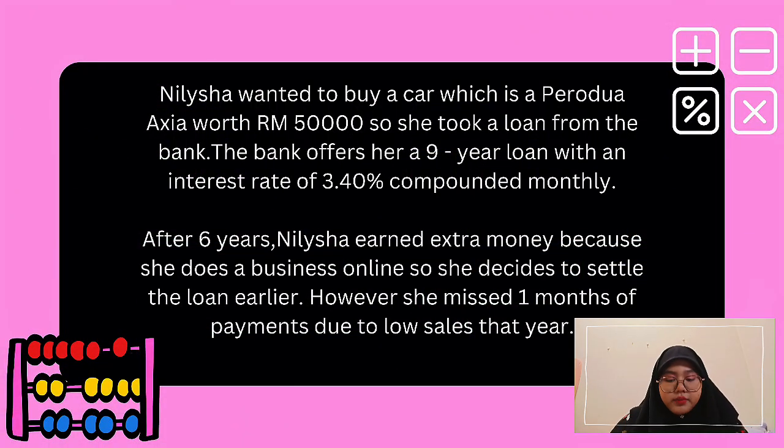Nilisha wanted to buy a car, a Perodua Axia worth RM50,000, so she took a loan from the bank. The bank offered her a 9-year loan with an interest rate of 3.40% compounded monthly. After 6 years, Nilisha earned extra money because she does a business online, so she decided to settle the loan earlier. However, she missed 1 month of payment due to low sales that year.